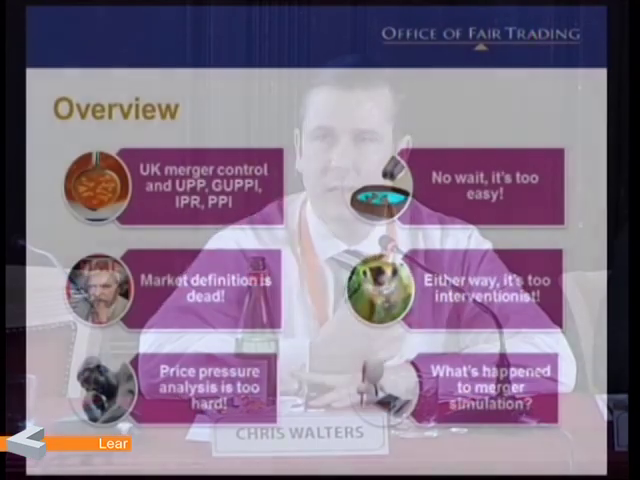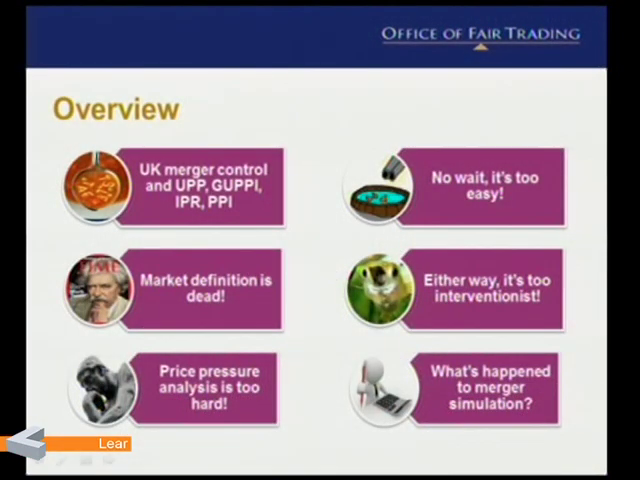Because we've been using these tests for quite a long time in the UK, we've heard a lot of comment around the utility of these kinds of tests. So my aim today really is to take that comment and characterize it, or some may say caricature it, into 4 different arguments. I'll try and then dispel those arguments and explain why I think, in spite of those arguments, price pressure analysis is really delivering on its promise. Before I do that, I'll give an overview of UK merger control and UPP, GUPPI, IPR, and PPI.